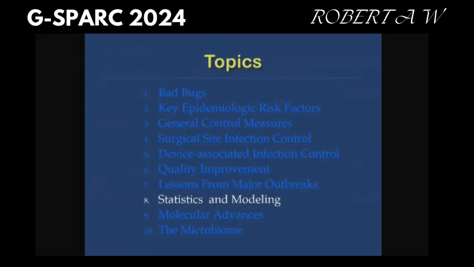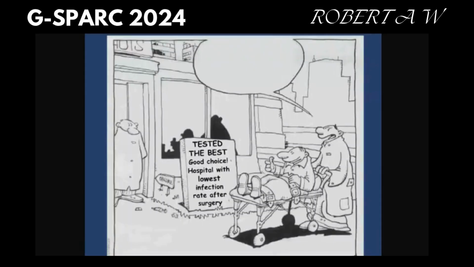And now I'd like to talk about 3 of the newest advances in how we do infection control: statistics and modeling, molecular advances, and the microbiome. The first of these I want to talk about is statistics and modeling. Now, that could be a whole additional lecture. So I just want to give you a caution rather than go into a full lecture on this. And the caution is this.